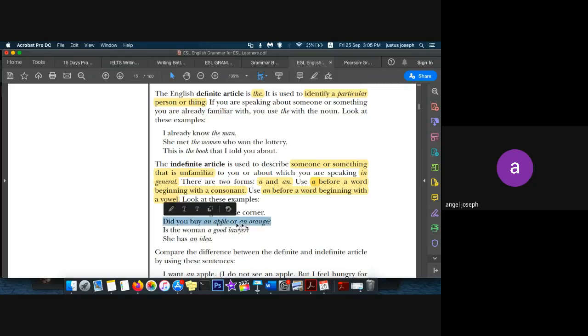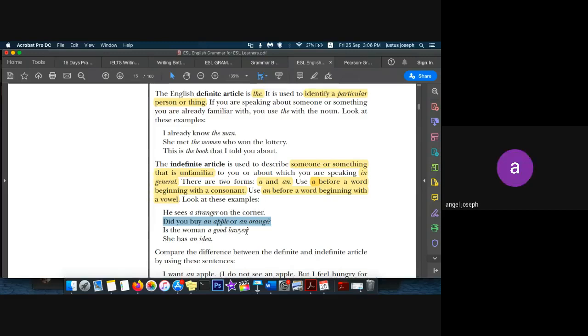Did you buy an apple or an orange? What does this sentence mean? Varun, can you explain to me what the sentence means? Sir, the question is not clear. The question is right in front of you, my dear, on your screen. All of you can see the screen, right? Yes. He was asking, did you buy an apple or an orange?